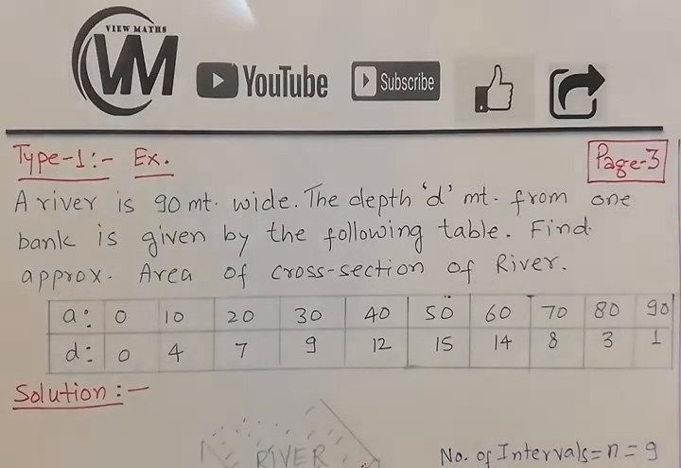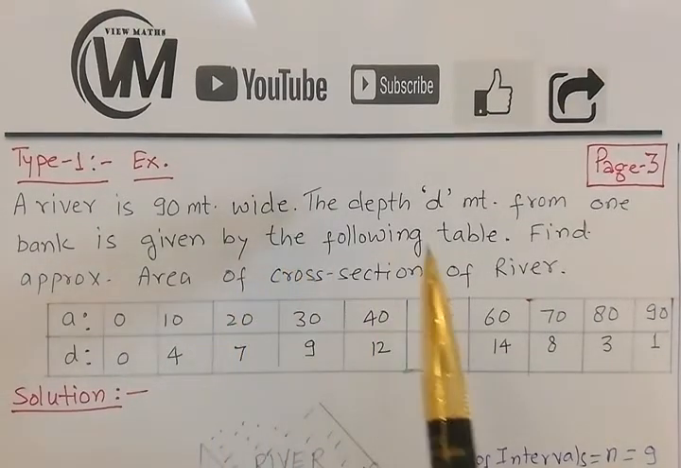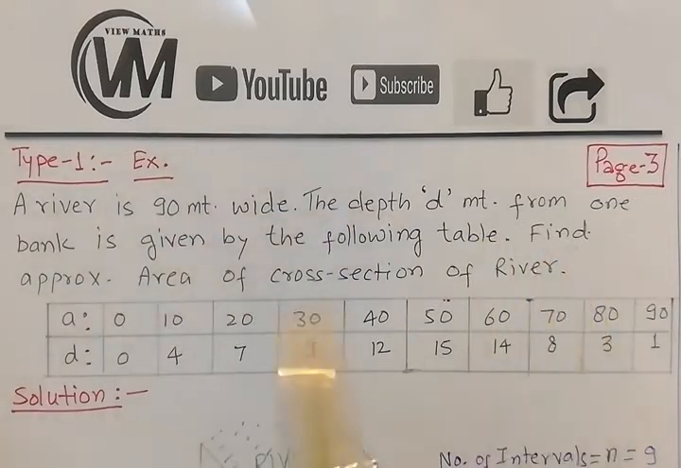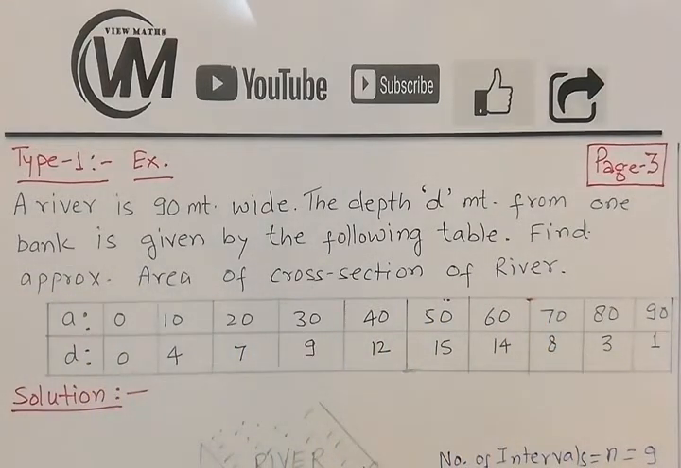Let us start with the example of type 1. It is the same example which I have just discussed. A river is 90 meters wide. The depth d meters from one bank is given by the following table. Find the approximate area of the cross section of the river. The table which is given here is called the computation table, where the distance and depth are given here.